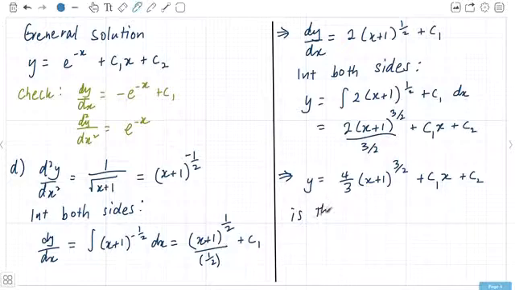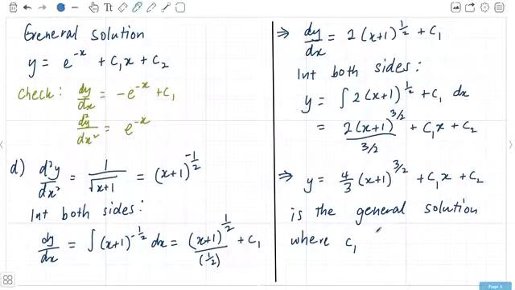And that is the general solution for our DE, where c1 and c2 are constants. And there are constants of integration. So the main thing here really with the second order differential equations is integrating 2 times, integrating once to get dy dx and then integrating a second time, and remembering that for the general solution you'll now have 2 constants of integration.